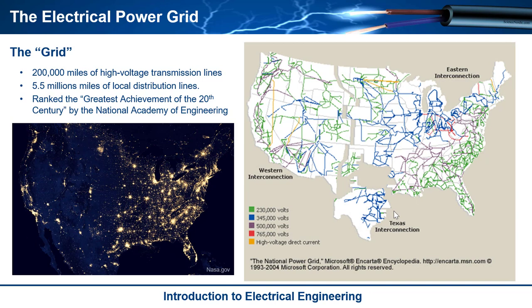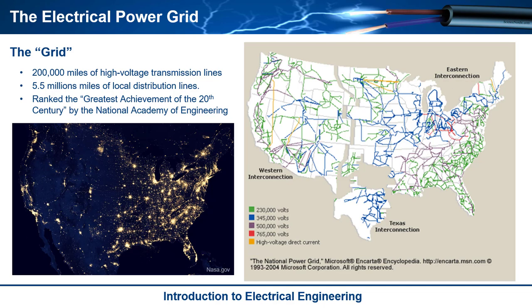Okay, so the electrical power grid, here it is, the grid. When we talk about the electrical power grid, it is this interconnected network of wires that transmit electricity from generation plants to the end user, to our homes or to plants that need electricity. And it's actually evolved over time, right?